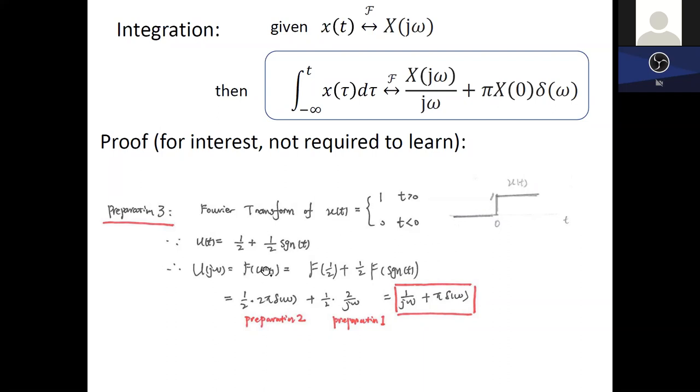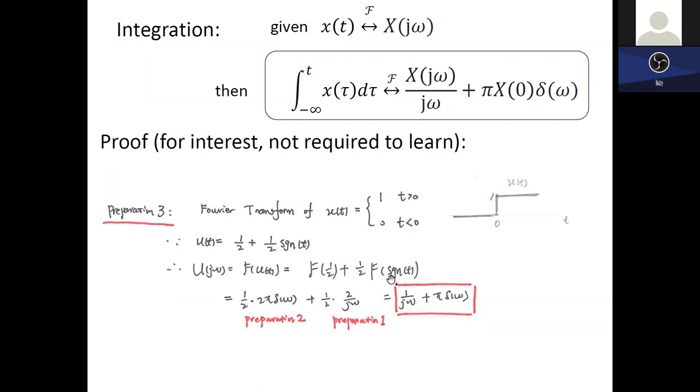And by applying the linearity, we can calculate the Fourier transform of u of t, which is the Fourier transform of the first term plus the Fourier transform of the second term. For the first term, we already know that if we have a constant signal 1, its Fourier transform is 2 pi delta omega. Then if we have a constant signal 1 over 2, we just multiply it by 1 over 2.